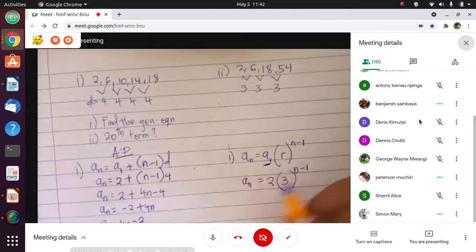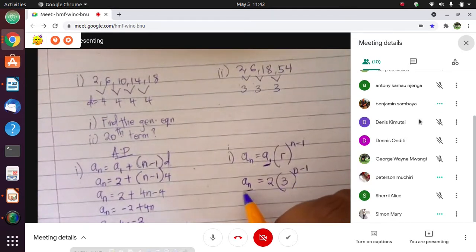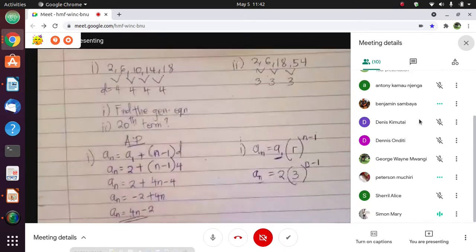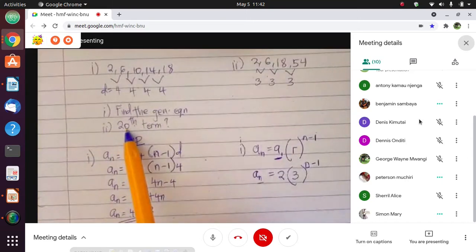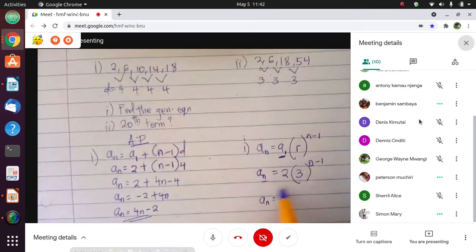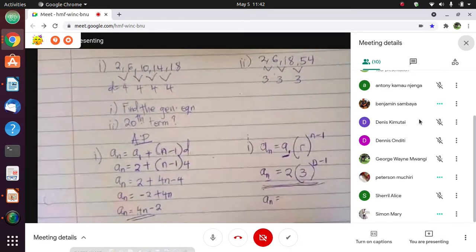We don't know how many terms our sequence has, so for the general equation, we keep n. Okay? We don't input n. We only input n when the question asks you to find the 100th term, the 20th term. Now, this will be our general equation. An is 2 times 3 raised to n minus 1.